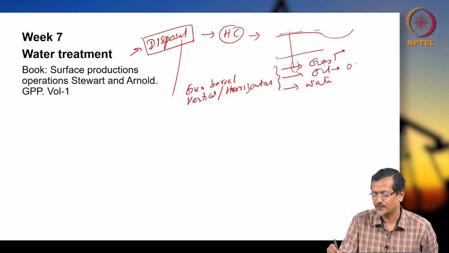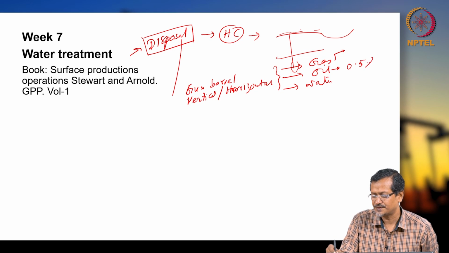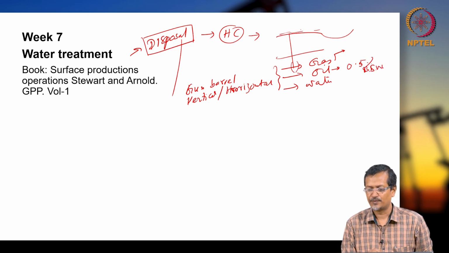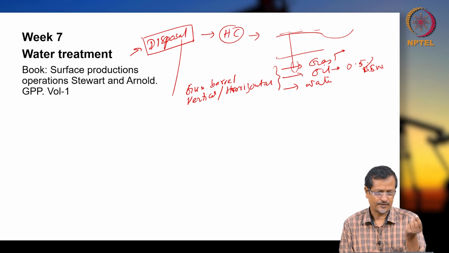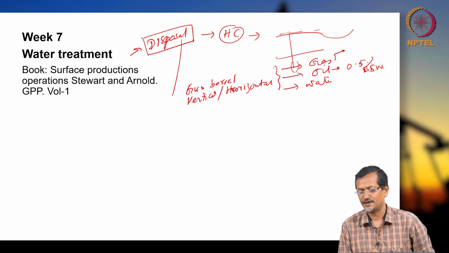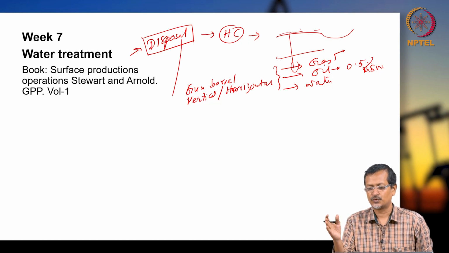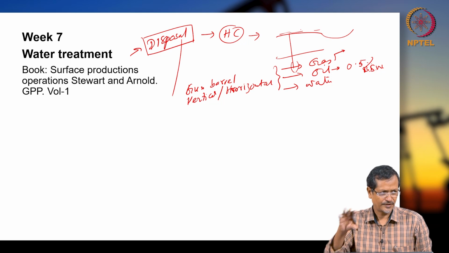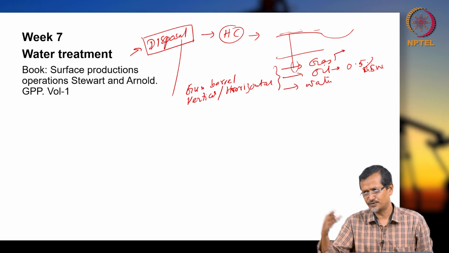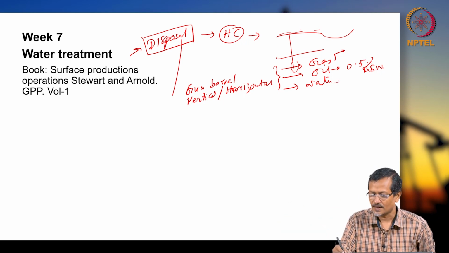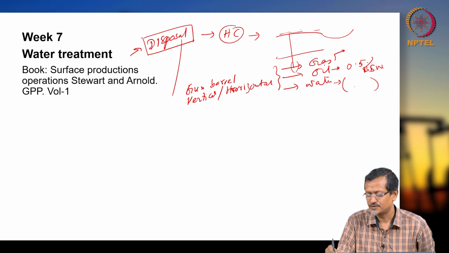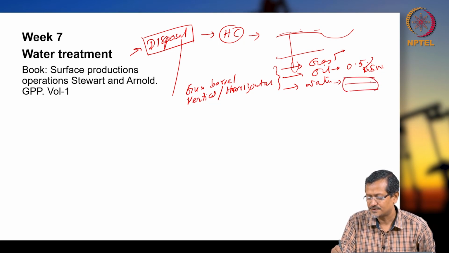So normally we try to maintain 0.5% BSW. We removed salt, we removed small water droplets. Then after the gun barrel, you can store this oil in your stock tank or you can send it to your customer. Now the water, whatever you are getting, you have to separate properly.